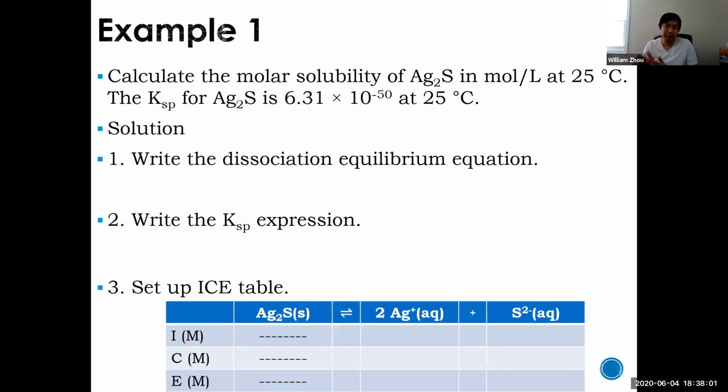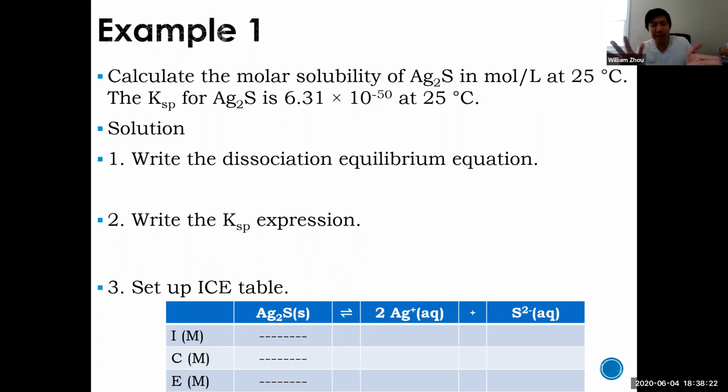So let's look at some examples with solubility. Example 1 asks, calculate the molar solubility of silver sulfide in moles per liter at 25 degrees. The Ksp of silver sulfide is 6.31 times 10 to the negative 50 at 25 degrees Celsius.